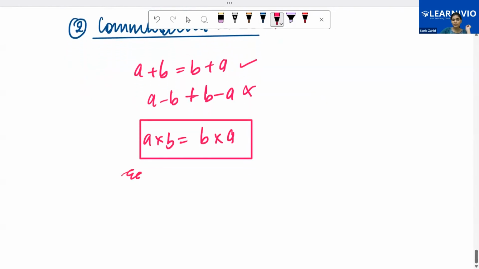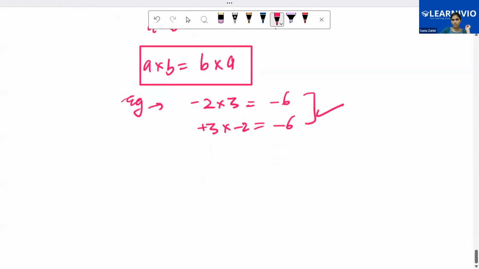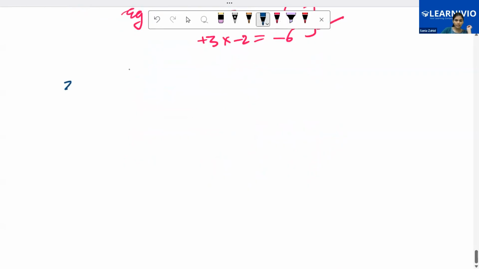You can consider examples as well. Like you can say minus 2 into 3 is minus 6. And what is 3 into minus 2? When you reverse the order, you will again get minus 6 only. So that means the commutative law is true for multiplication. Then the third law we have is the multiplication with 0.